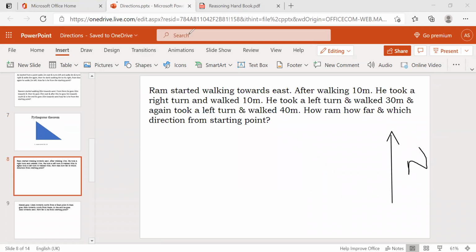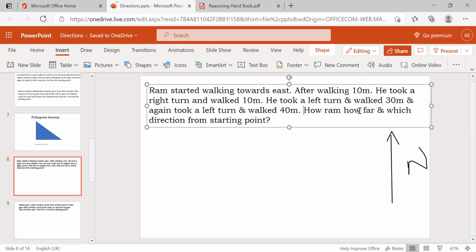Now, look here. What they're saying: Ram started walking towards east. After walking 10 meters, he took a right turn and walked 10 meters. He took a left turn and walked 30 meters. And again he took a left turn and walked 40 meters. How far and in which direction is he from the starting point?